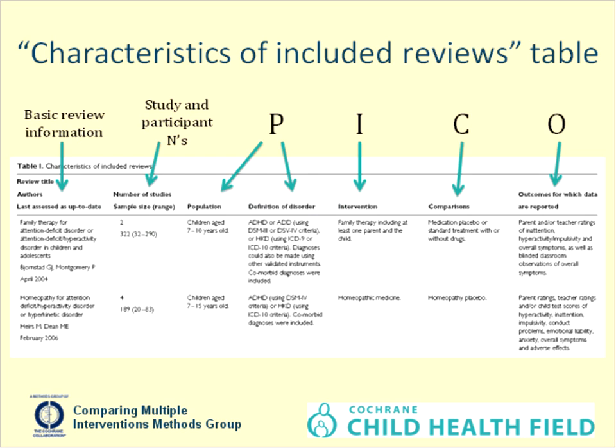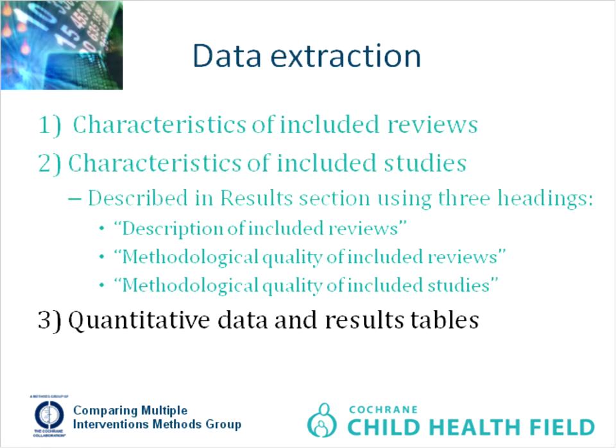So I'm going to show you an example of what this table might look like. This is from an overview on non-pharmacological therapies for ADHD, and the arrows here point to the different things that I mentioned on the previous slide. In the first column, you have your basic review information. That's followed by your study and participant numbers. And then in your next 2 columns, you have your population information. The first column is age ranges, and the second column is definition of disorder. And then that's followed up by recording information about the interventions, the comparisons, and the outcomes.